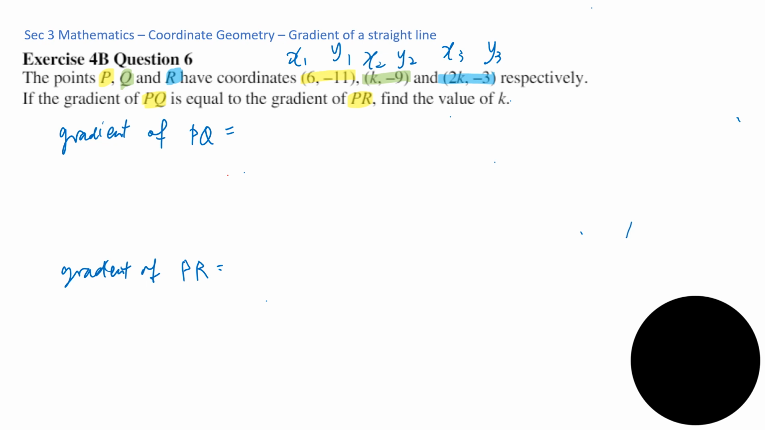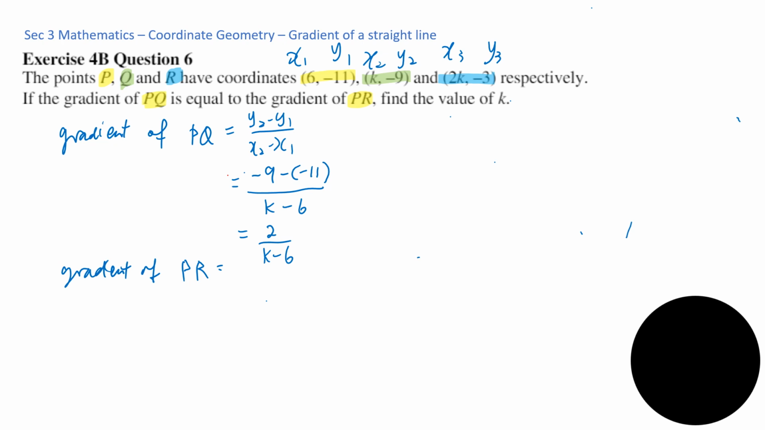Okay, so let's try. So the formula is y2 minus y1 over x2 minus x1. So I will take negative 9 minus negative 11 over x2 minus x1, so k minus 6. Right, so I simplify it. Negative 9 minus minus is plus. Negative 9 plus 11 gives me 2. So I will get 2 over k minus 6.